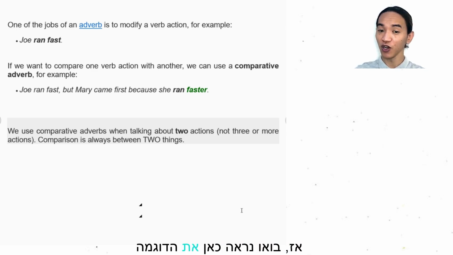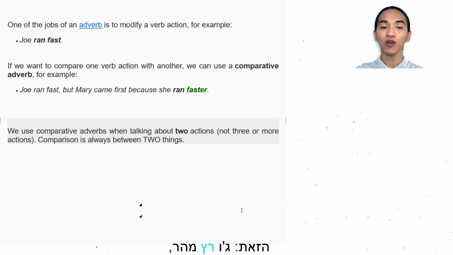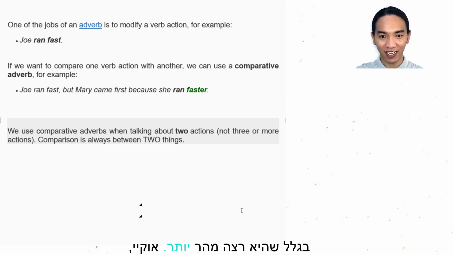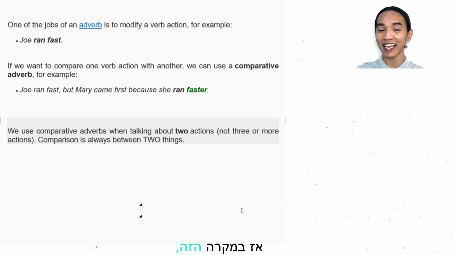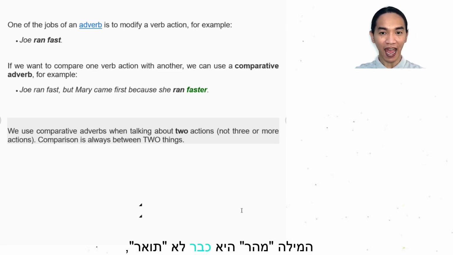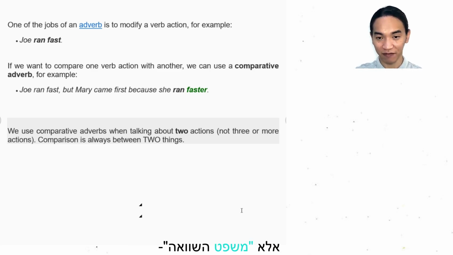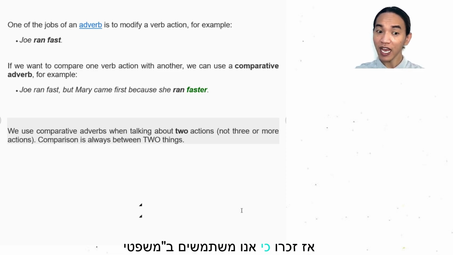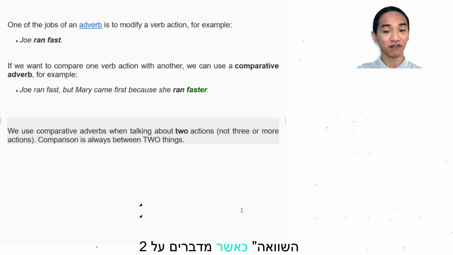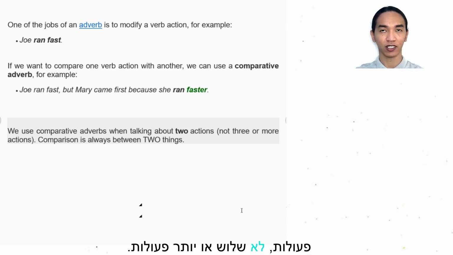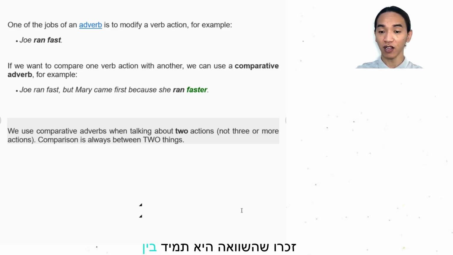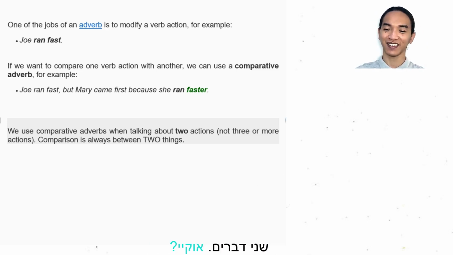So let's see this example here. Joe ran fast, but Mary came first because she ran faster. Okay? So in this case, the word fast is not an adjective anymore, but an adverb. And comparative, she ran faster. So remember that we use comparative adverbs when talking about two actions, not three or more actions. So remember that comparison is always between two things, okay?